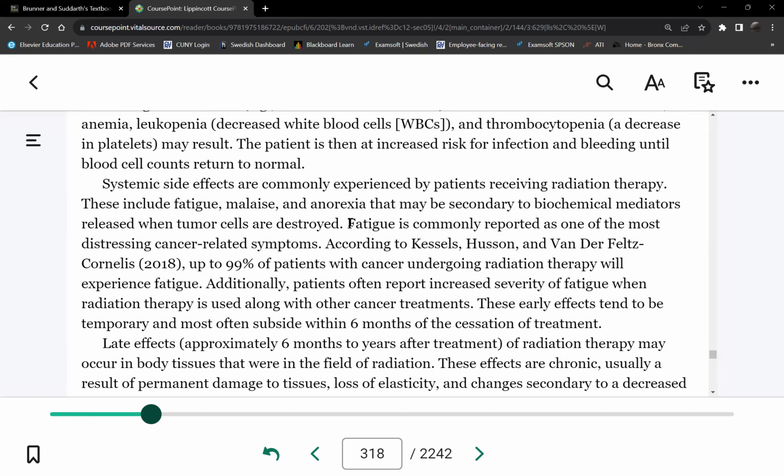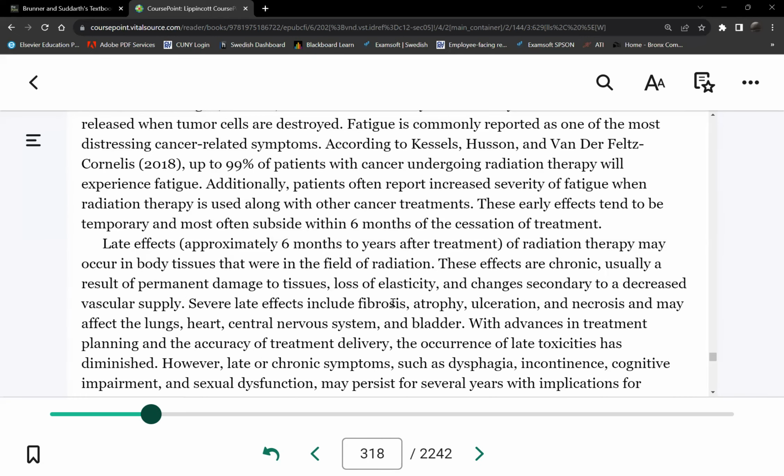Let's say hemoglobin is 12 or 13. That's normal, right? However, the patient still reports fatigue. So there's a fatigue in cancer patients that is unexplainable. Okay, we cannot attribute it to anemia. Usually we blame anemia for the fatigue, but sometimes there's no justification why the patient experiences fatigue.